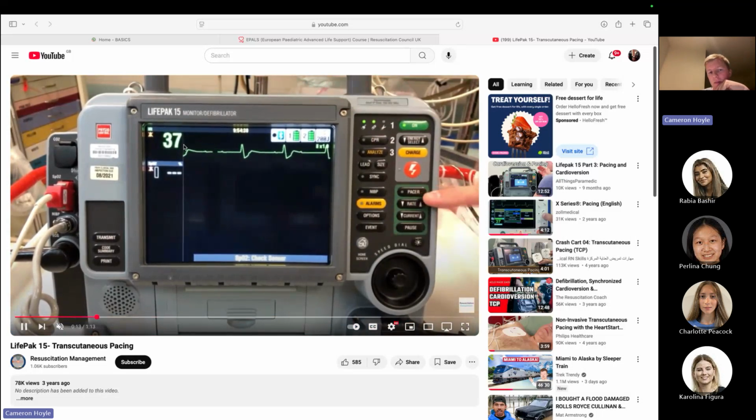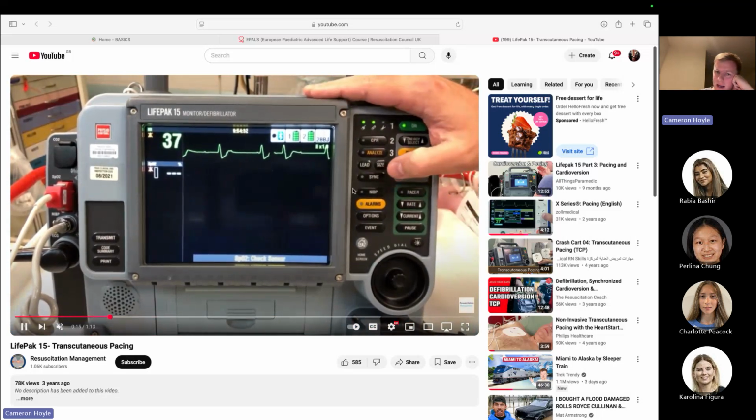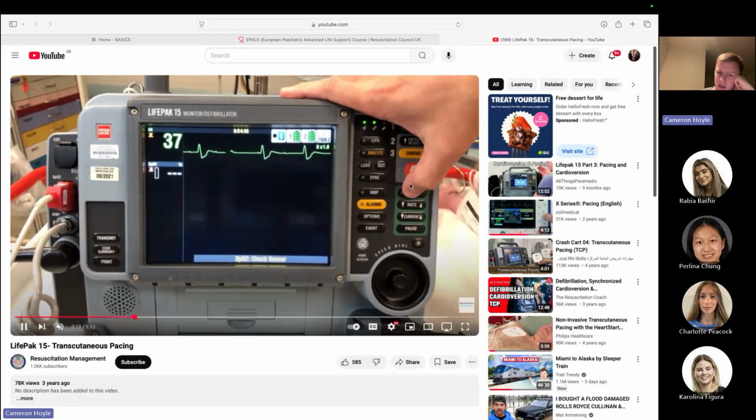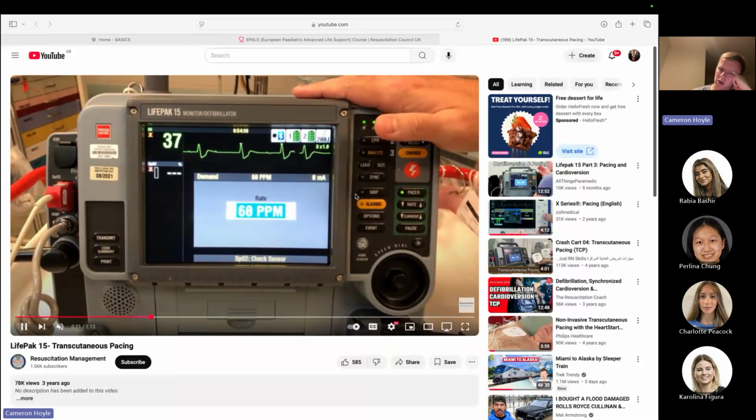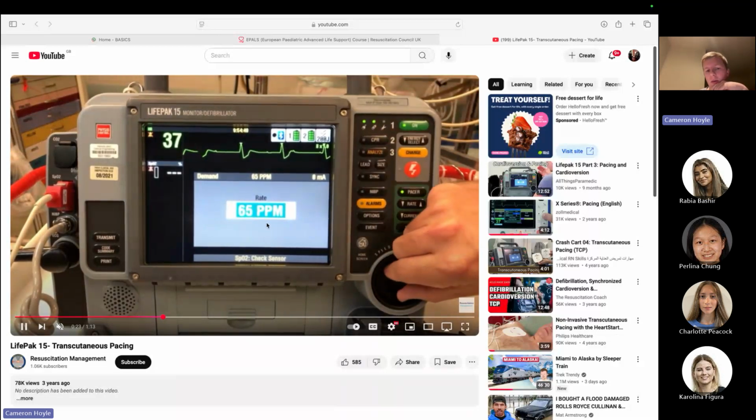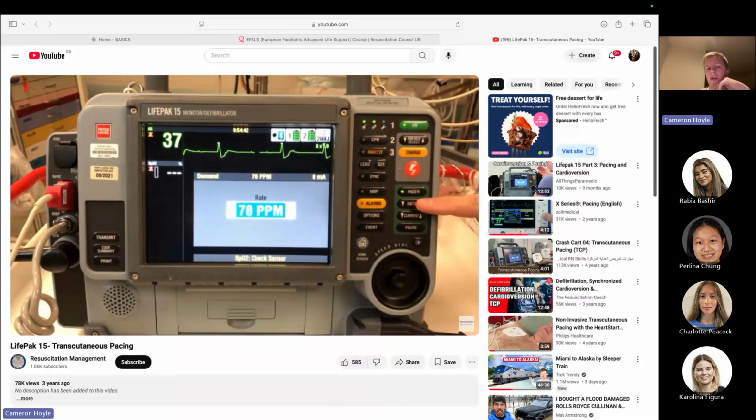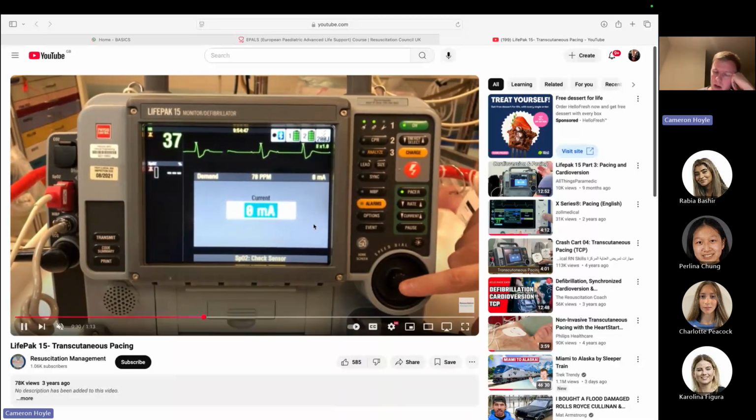rate of around 37. When you're looking to transcutaneously pace a patient, one of the first things you need to do is look at this pacer button here. So once you press that pacer button, it will ask you to select what rate you want to pace the patient at. So what rate do you want the patient's heart to be beating at with successful pacing? Generally, they say around 20 to 30 beats above what it is already. So in this one, I think they select 70 beats per minute.